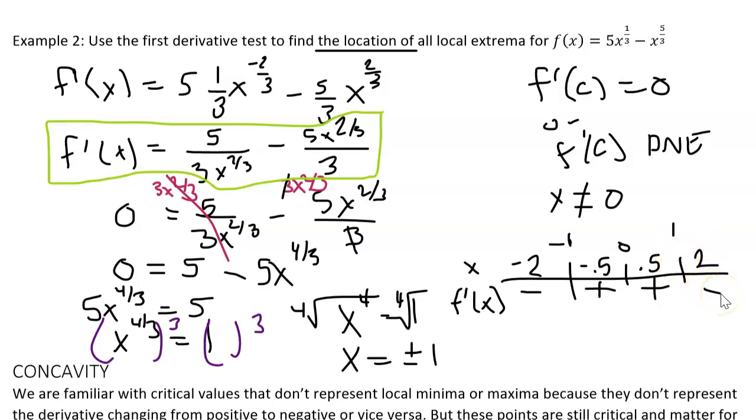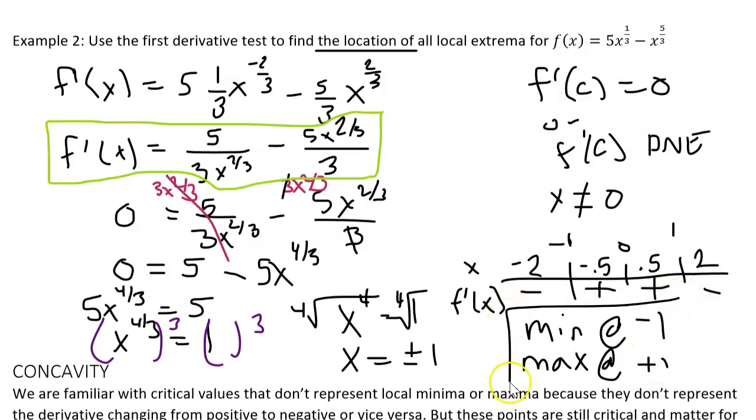That means that 0 is not a local extrema. We have a decreasing to increasing minimum at -1 and an increasing to decreasing maximum at +1. And so this is how we use the first derivative test to locate our local extrema.